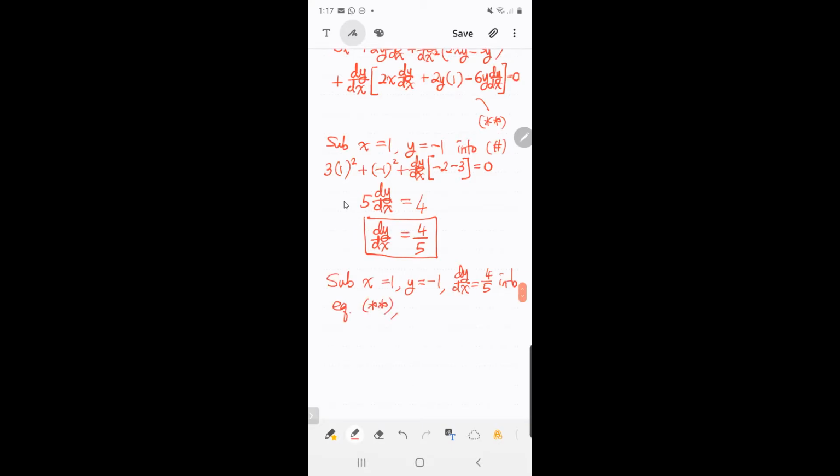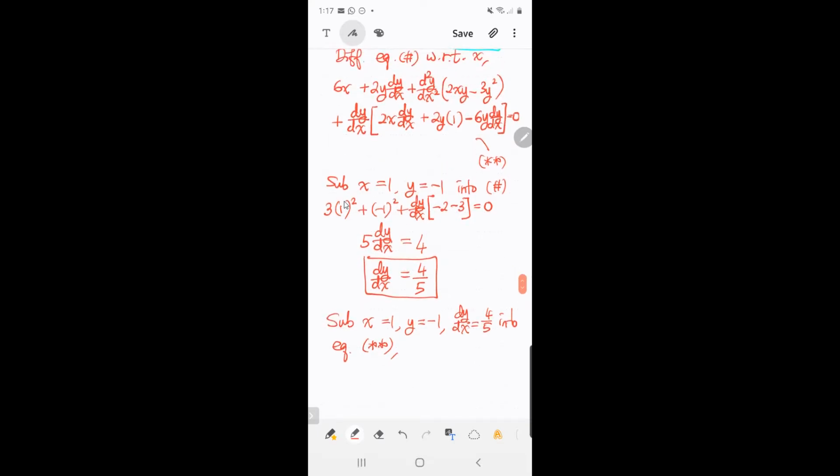Okay, so the equation star. Ready, you put in the values. You have 6 times 1. 6 times 1 is just 6, no need to write so many. So you have 6. Then you have 2y, 2 times -1 means -2. Then dy dx is 4/5. So it's 4/5.